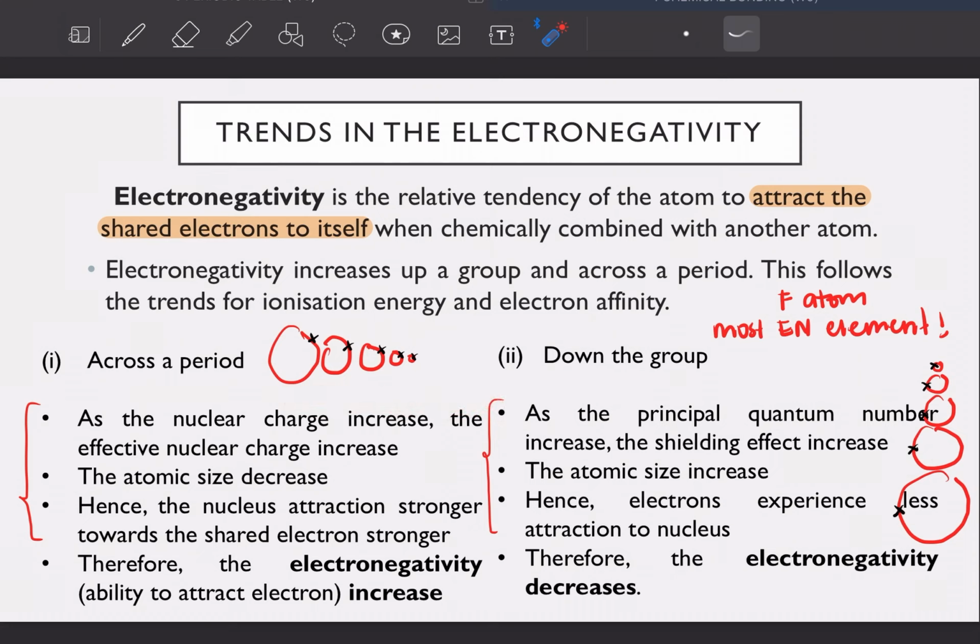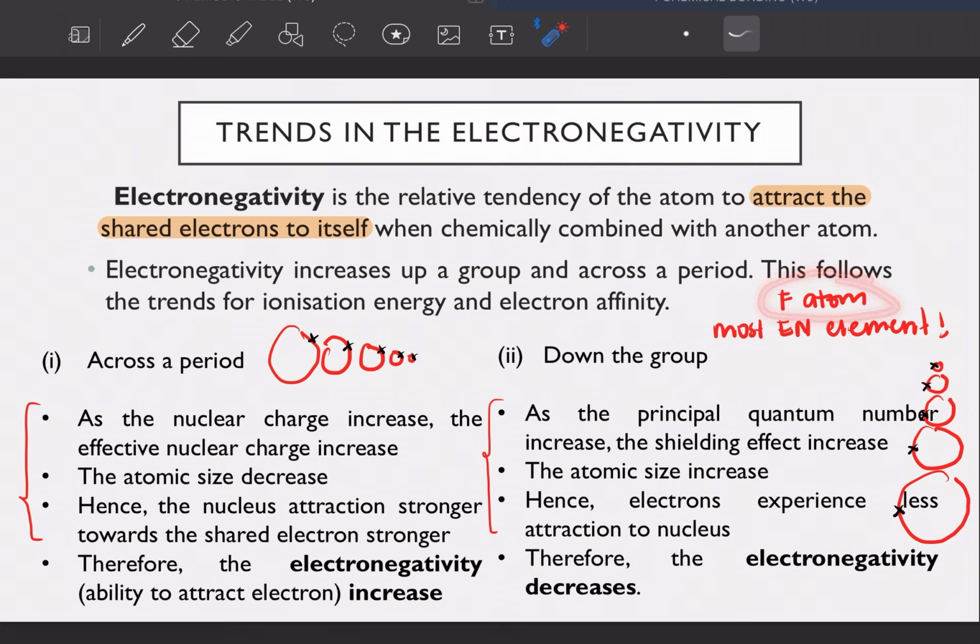Down the group, you know that the atomic size will increase, right? So down the group, your electron is held less tightly to the nucleus. The force of attraction between nucleus and electron becomes weaker going down the group. So the electronegativity, or ability for your element to attract its electron to itself, will decrease. The most electronegative element within your periodic table will be the fluorine atom.